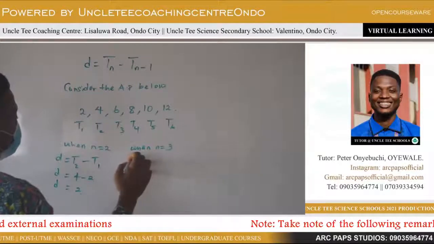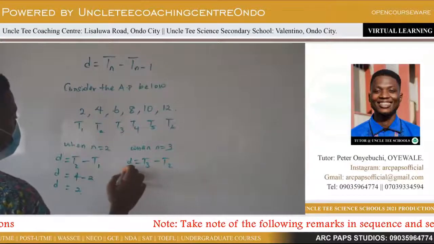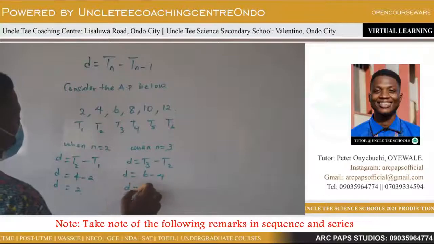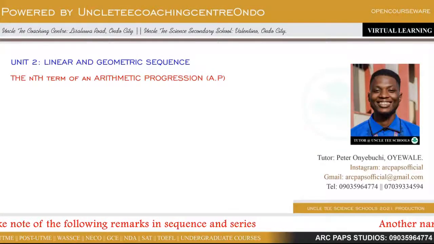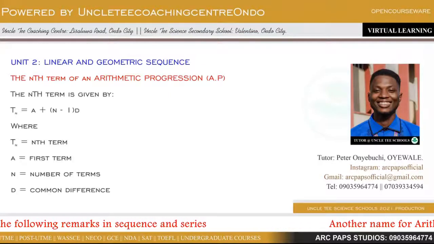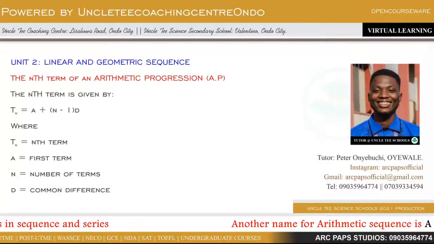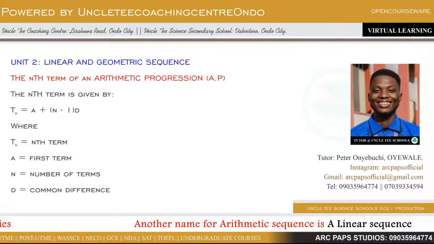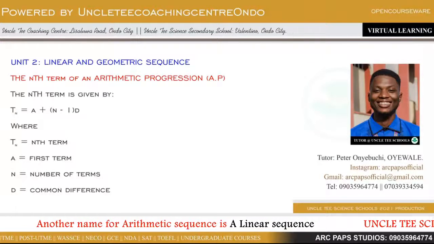When our n is 3, our D will give us T3 minus T2. Our T3 is 6, our T2 is 4. It means our common difference will give us 2. Now, the nth term of an arithmetic progression. The nth term of an arithmetic progression is given by t subscript n is equal to a plus n minus 1 times the common difference. So you can see the Tn is our nth term, our a is the first term, d is the common difference.